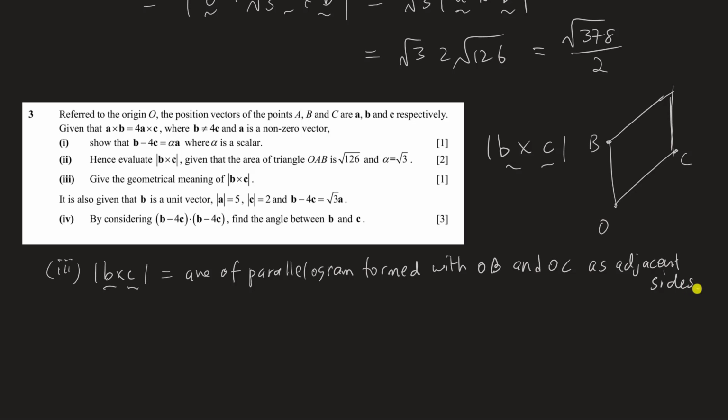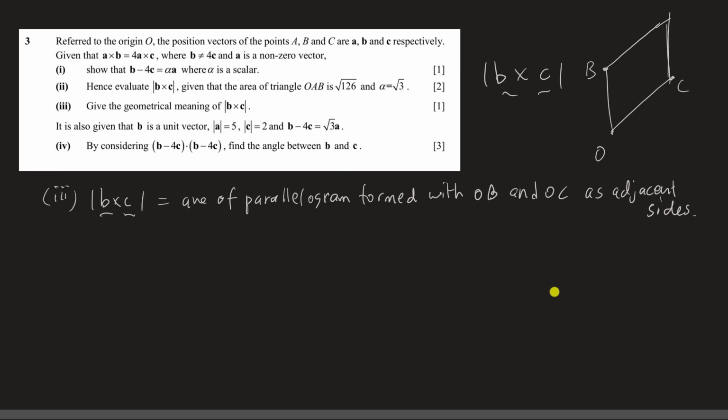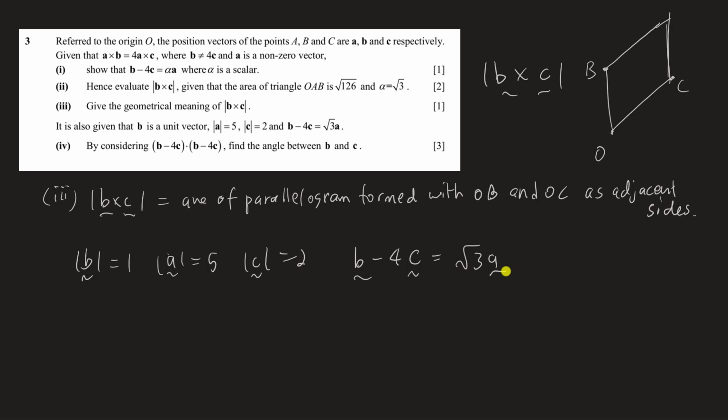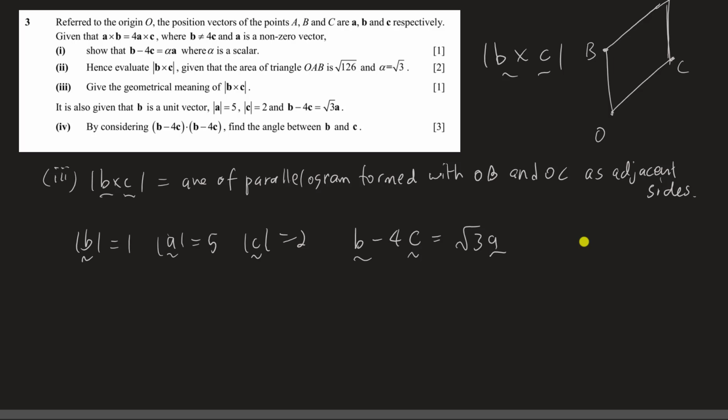Final one is also given that B is a unit vector, and then they bombard you with a bunch of extra information. B is length 1, A is length 5, C is length 2, and B minus 4C equals root 3 A. By considering B minus 4C dot B minus 4C, find the angle between B and C. If they ask you to consider it, so of course, just go and use it.